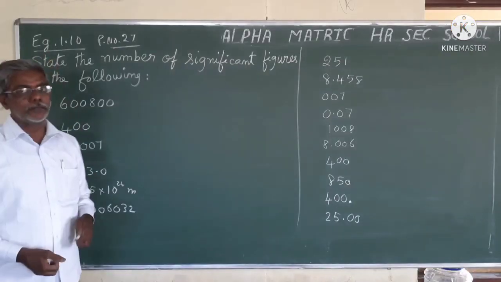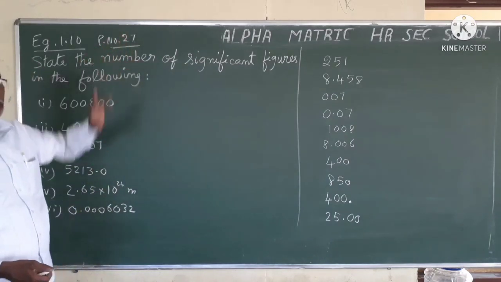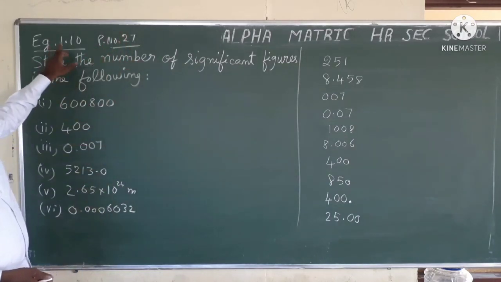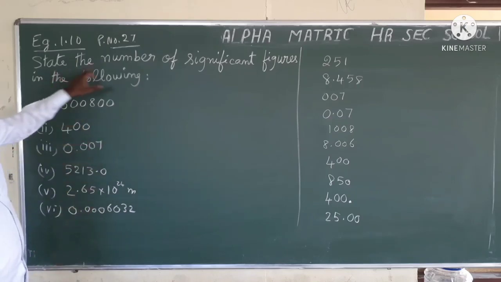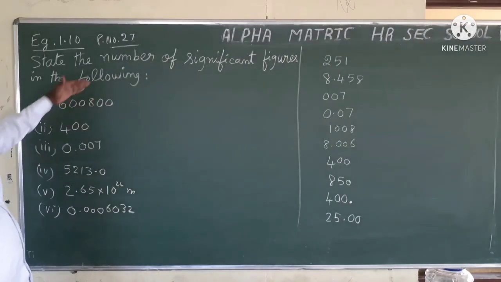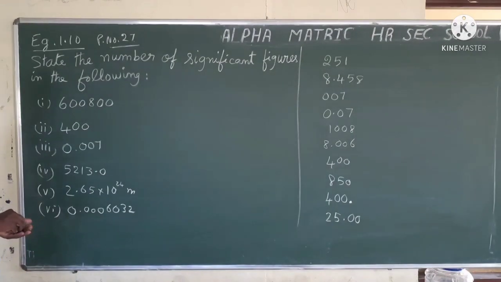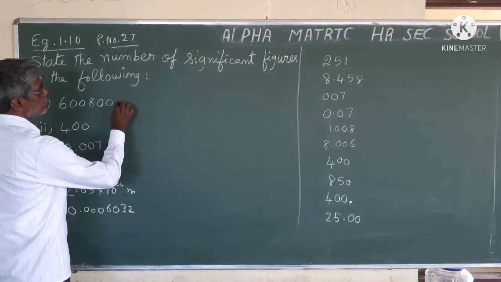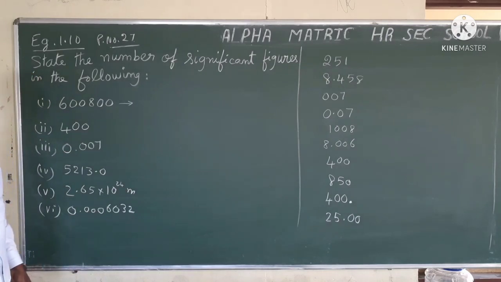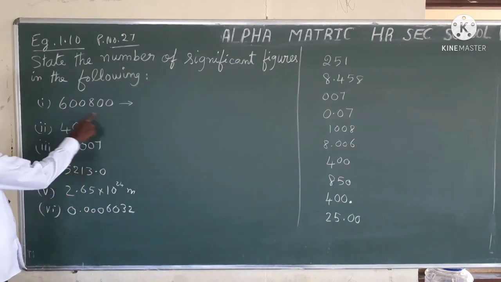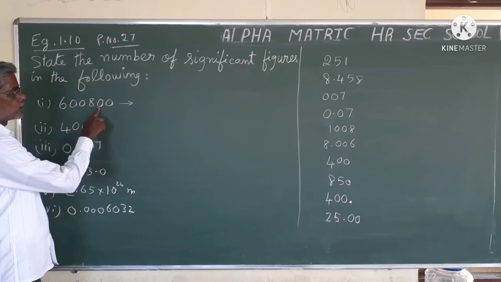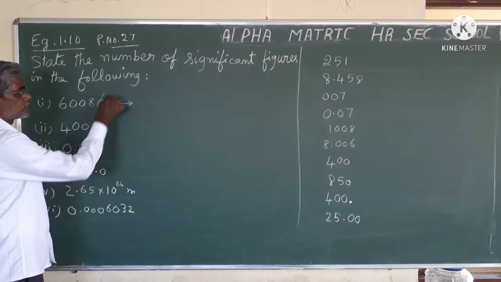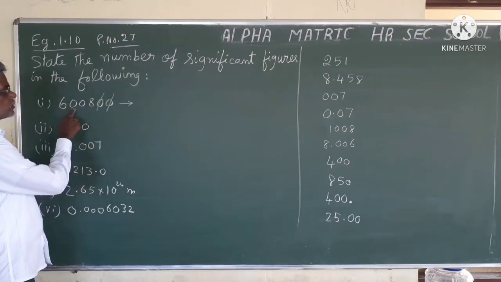Now, we will see an example that is given in my book, page number 27. That is example 1.10. State the number of significant figures in the following. You see the first number. What will be the significant figure for this? Here, the terminal places are zeros. That means it should be excluded. Can I exclude these 2 zeros? Can't, because they are in between 2 non-zero digits. In between 2 non-zero digits means it should be included.